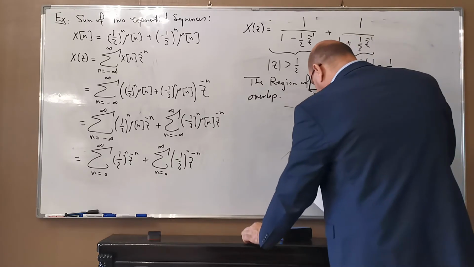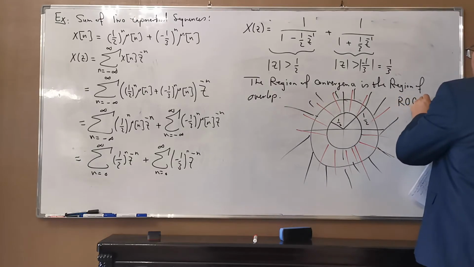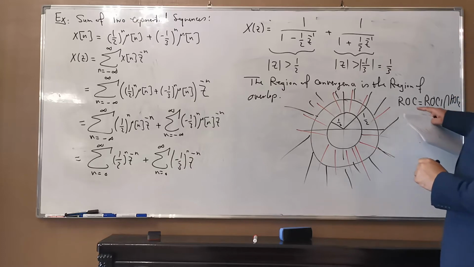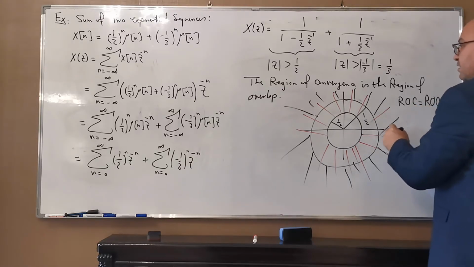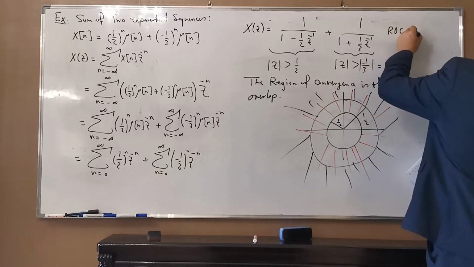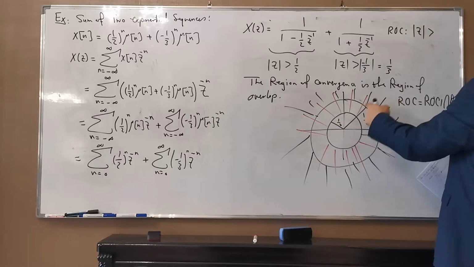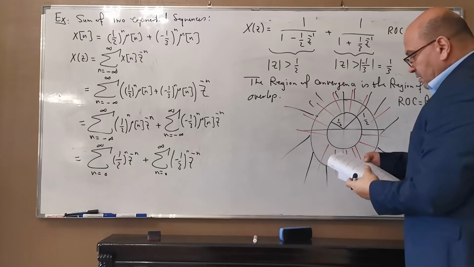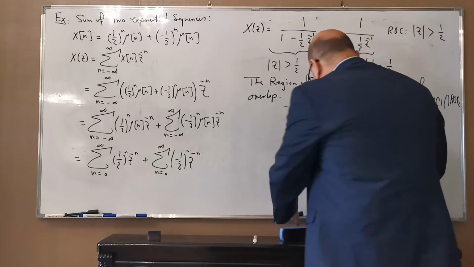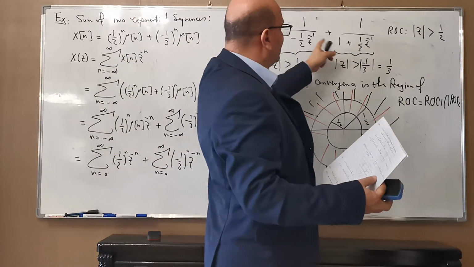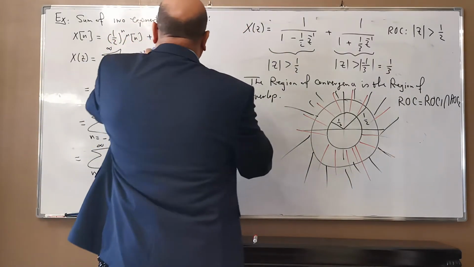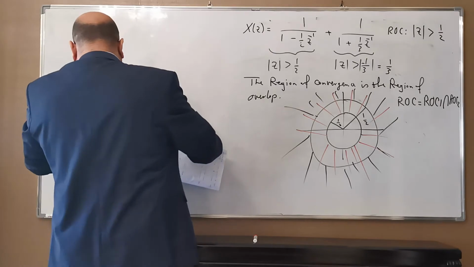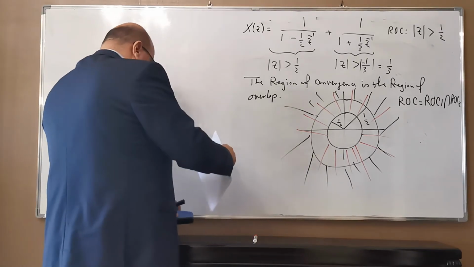So the overlap is ROC equals ROC1 intersection ROC2. So the region of convergence is the overlap of the two regions, and the ROC here is the magnitude of z greater than the outermost circle, which is 1/2. Okay? This is the region of convergence for this example. So this is the answer for this example, and this is the region of convergence for such an example. Two right-sided sequences, we take the outermost radius, and outside this circle with this radius is our ROC.